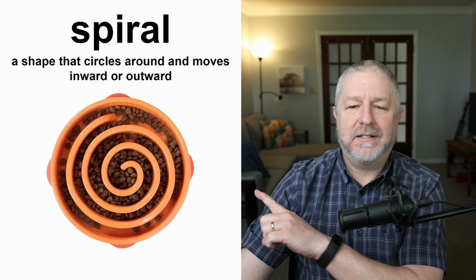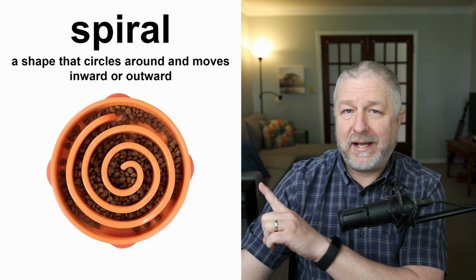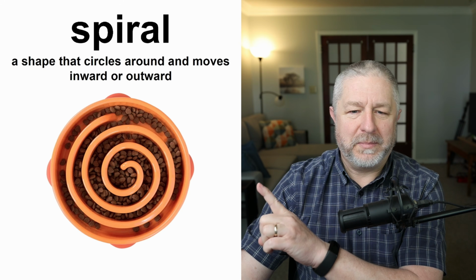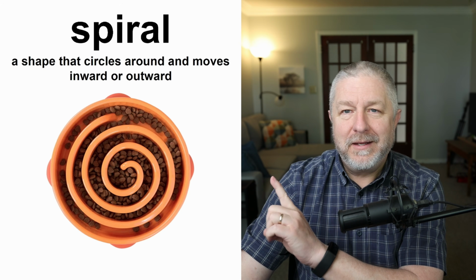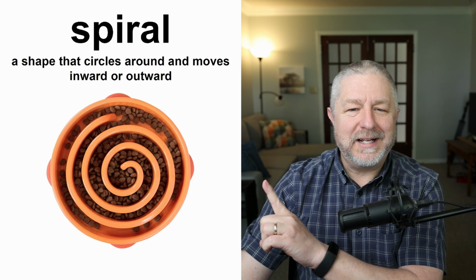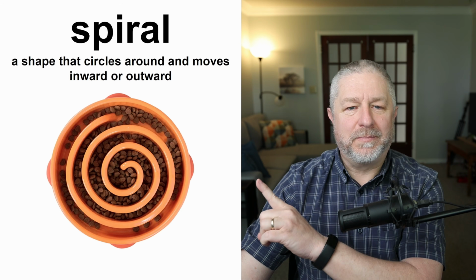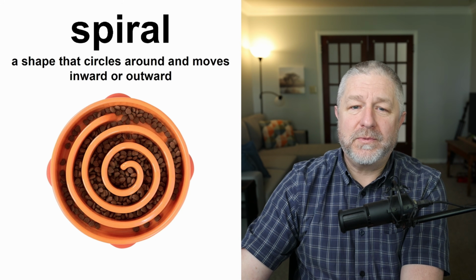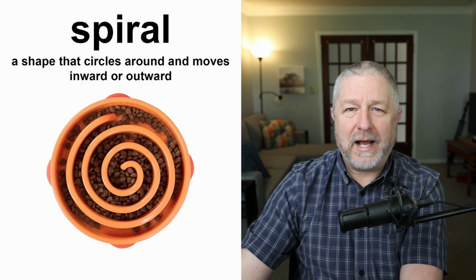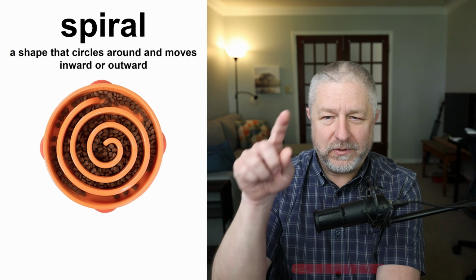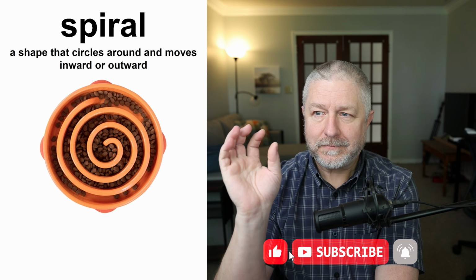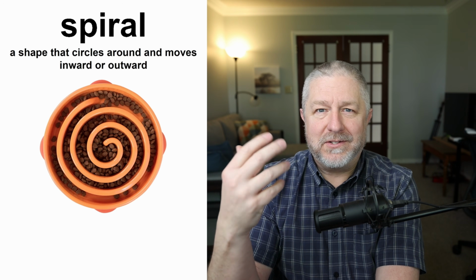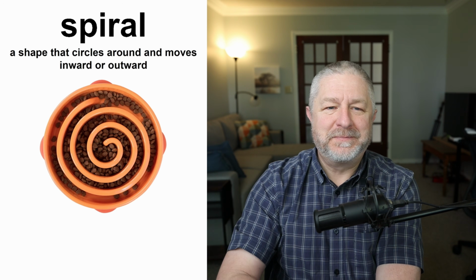What this does is it makes it more challenging for him to get his food. It slows him down quite a bit. He still eats all of it, but I think it's a little more like a game now for him. So a spiral, exactly what you are seeing here, a shape that circles around and moves inward or outward. And fun fact, if you spin a spiral, it's quite mesmerizing. When something is mesmerizing, it means you like to look at it.